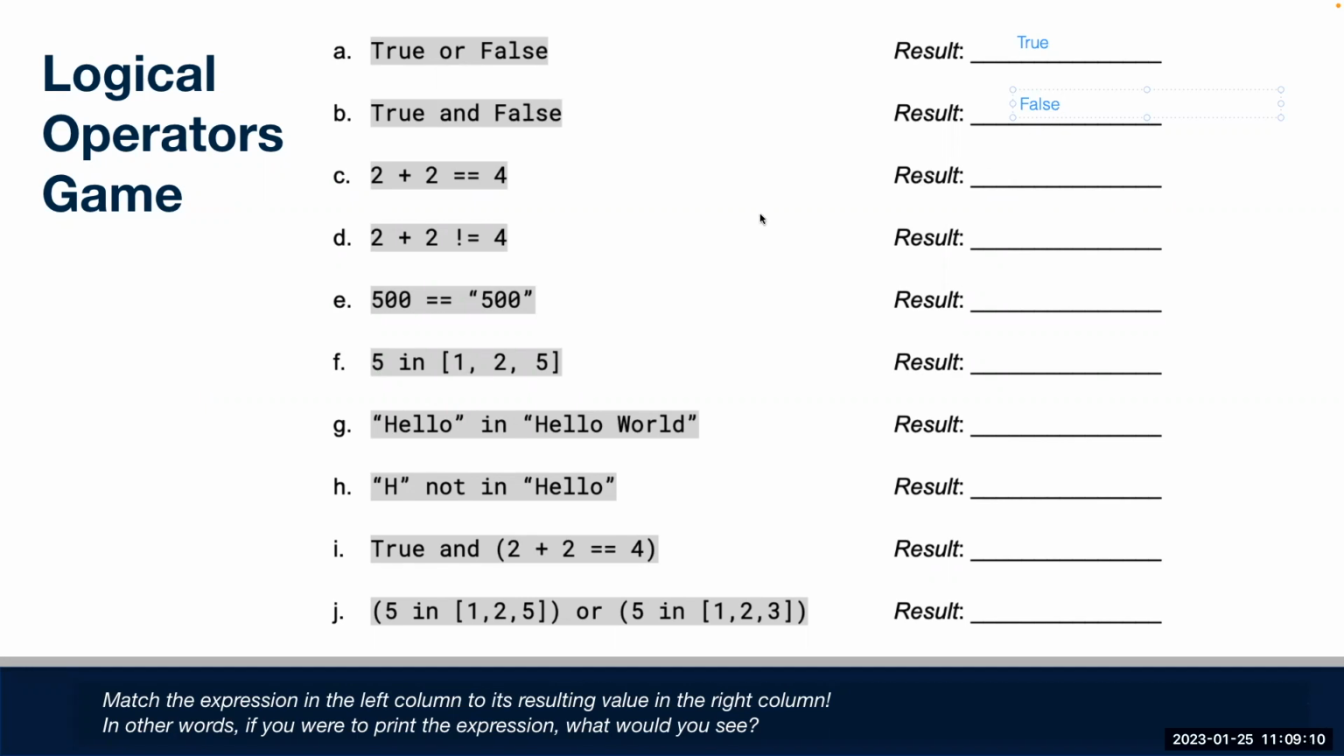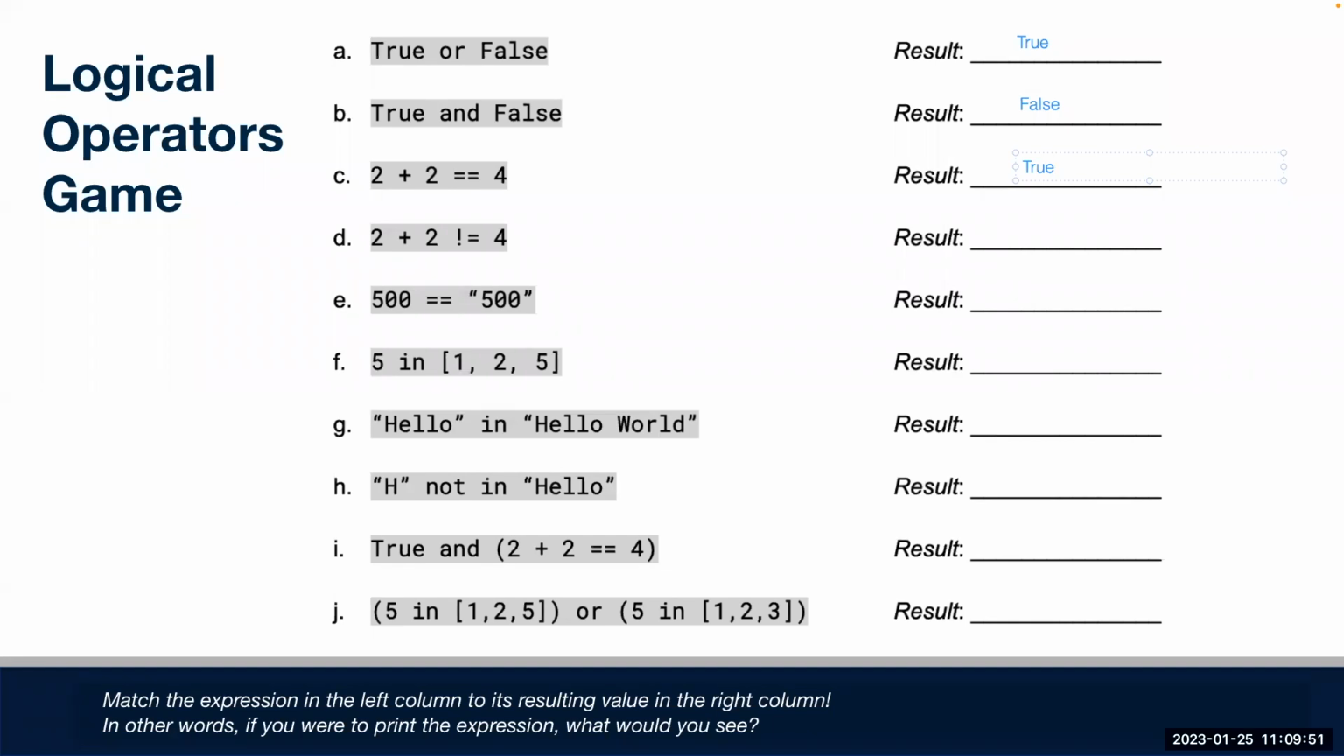So C, 2 + 2 = 4. True, why? Yeah, this one is true. Heads up, all these are either true or false, by the way. So if you need to guess, 50% chance of getting it right. Here, the == is our operator. And it asks, is what's on the left equal to what's on the right? Question mark. And so it is the case that 2 + 2 is 4, and that's the same as 4. So these are equal, so this is true.